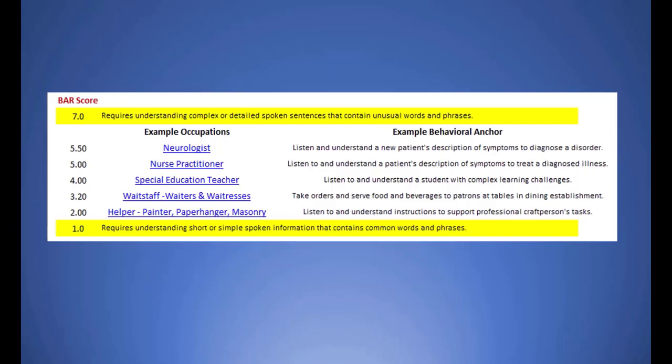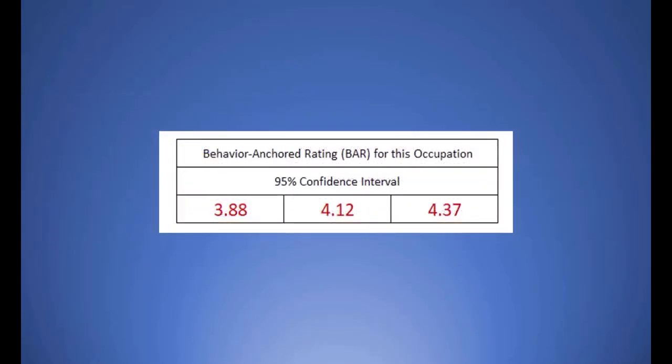Each exemplar occupation has an example behavioral anchor from that occupation that will help the OT estimate the client's bar ratings on oral comprehension. At the bottom of the page, we find that the job analysis data range from 3.88 to 4.37, with a mean score of 4.12. This is based on data independently collected by professional job analysts using a formal system. In most cases, there is a standard error of measurement that allows us to estimate the 95% confidence interval. This means there's a 95% likelihood that the actual score for the baseline ability is found between 3.88 and 4.37.